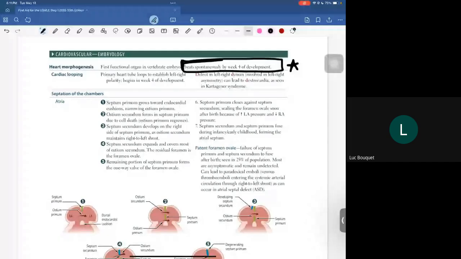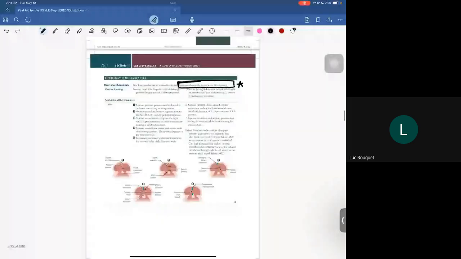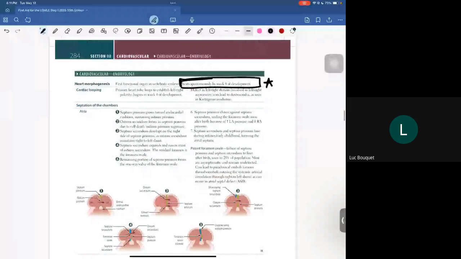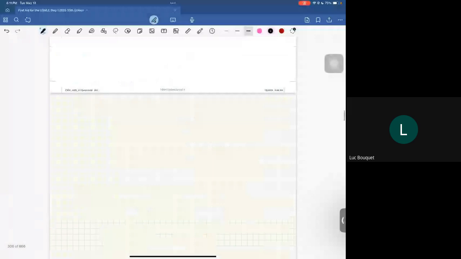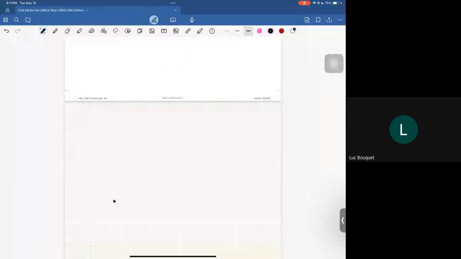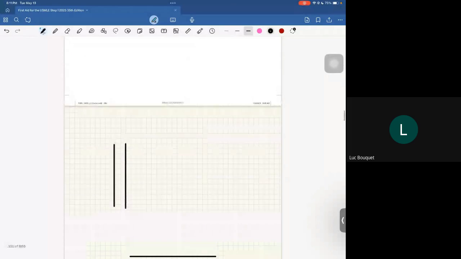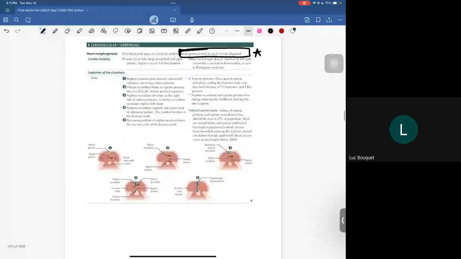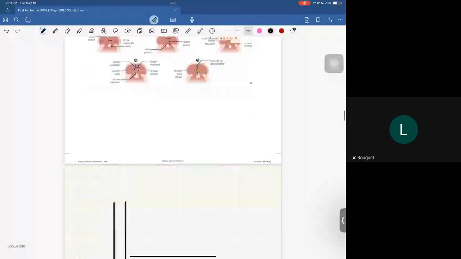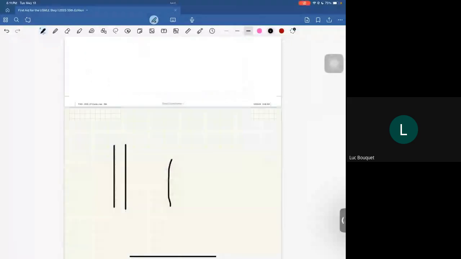Now, the second important thing is that, let me make another page here so things become a little easier, right? So now the second thing is that at the fourth week of development, the heart will be a straight tube like this. But then at the fourth week of development, a thing occurs which is known as cardiac looping. So what is cardiac looping? Cardiac looping means the heart will loop around like this, and we will get a proper structure of the heart at the fourth week of development, right?